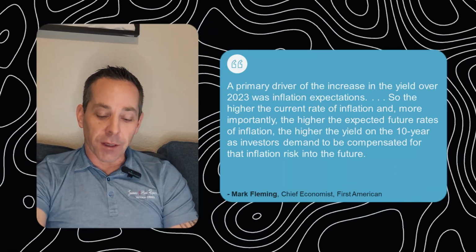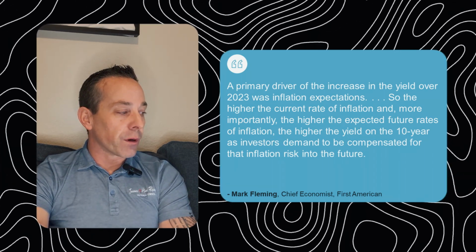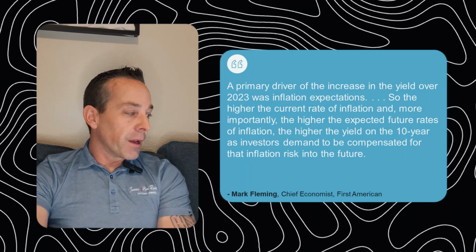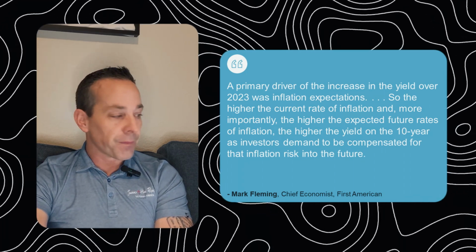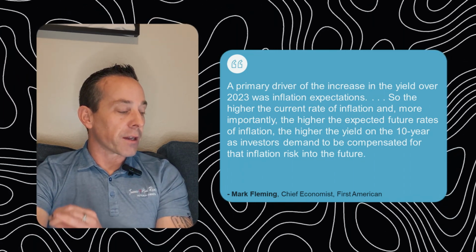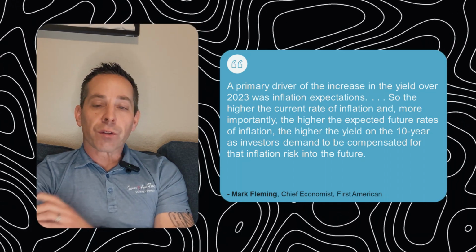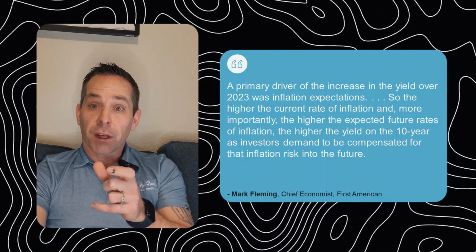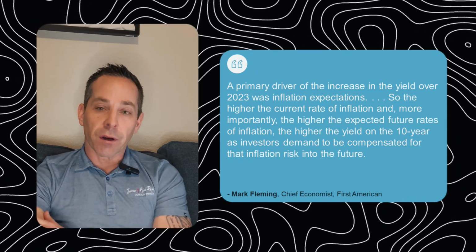The next one is explaining the primary driver on the 10-year Treasury yield. The primary driver of the increase in your yield over 2023 was inflation expectations, either positive or negative. So the higher the current rate of inflation, and more importantly, the higher the expected future rates of inflation, the higher the yield on the 10-year, as investors demand to be compensated for the inflation risk in the future. So depending on what the news is and what's going on when it comes to inflation, it can really drive the 10-year Treasury yield, and that's that bottom number and the bigger chunk of the interest rate.